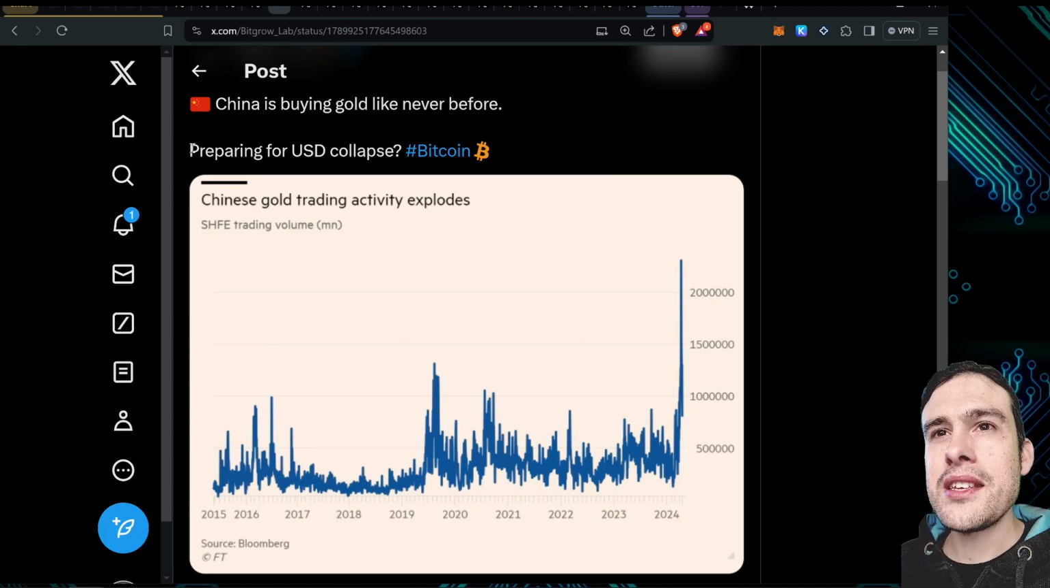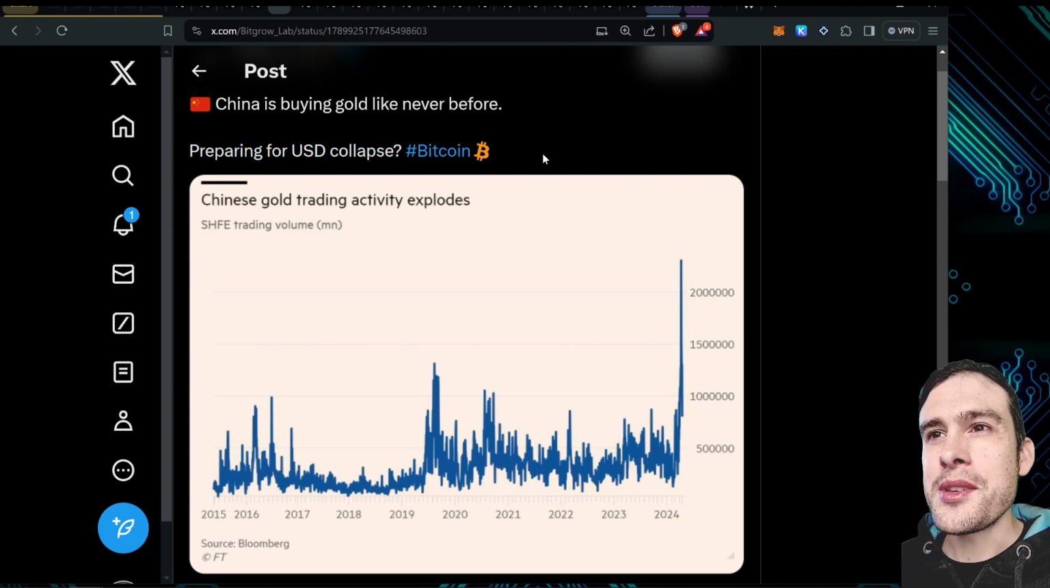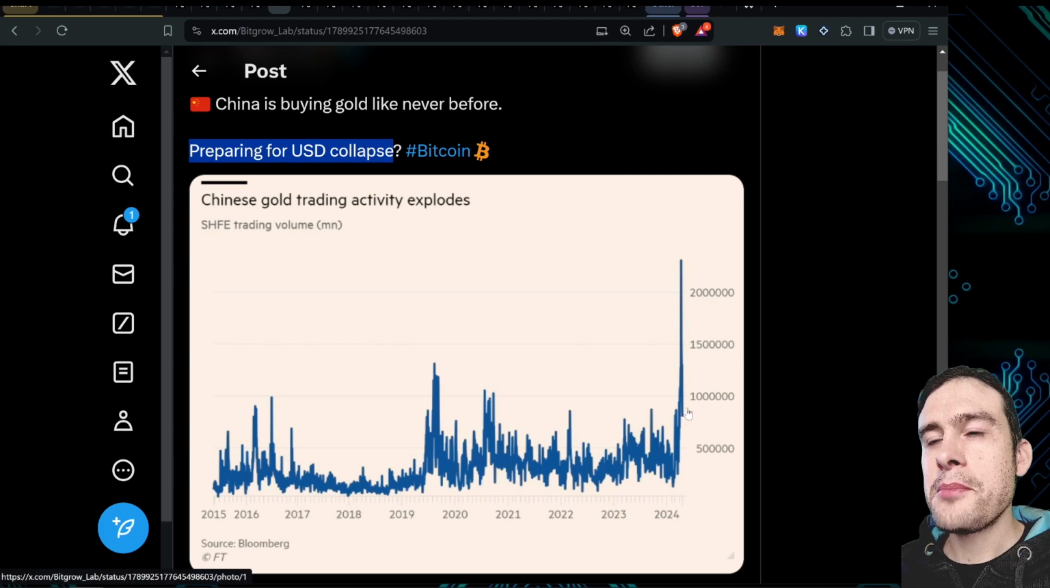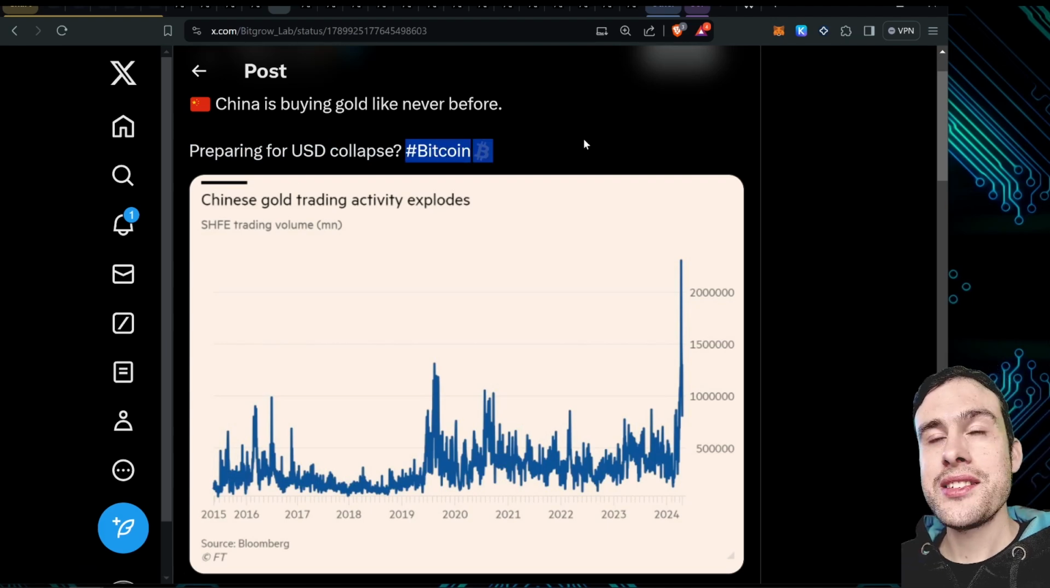So I wouldn't say they're necessarily preparing for USD collapse. It's probably a little bit dramatic. I would say more so they're just trying to get away from the US dollar. But also maybe some people might see this and be like, well, if China is going this nuts into stuff like gold, then maybe the US dollar isn't the flight to safety. Maybe we should buy Bitcoin ETFs instead, right?